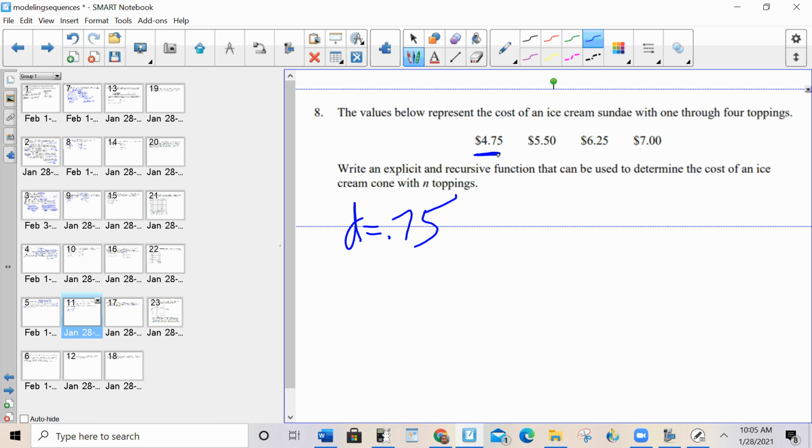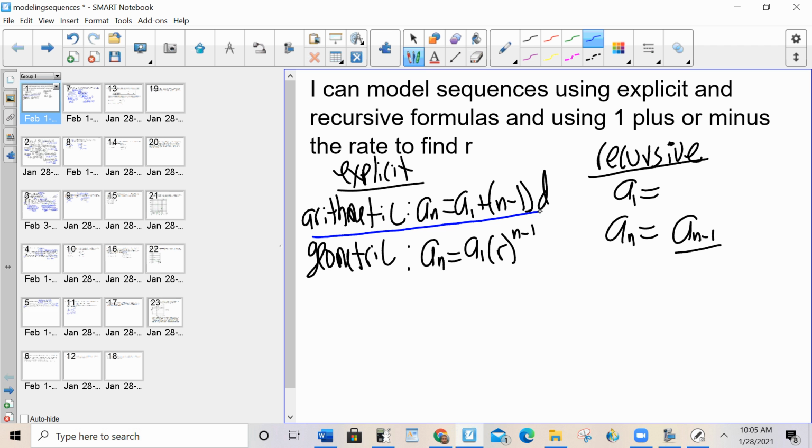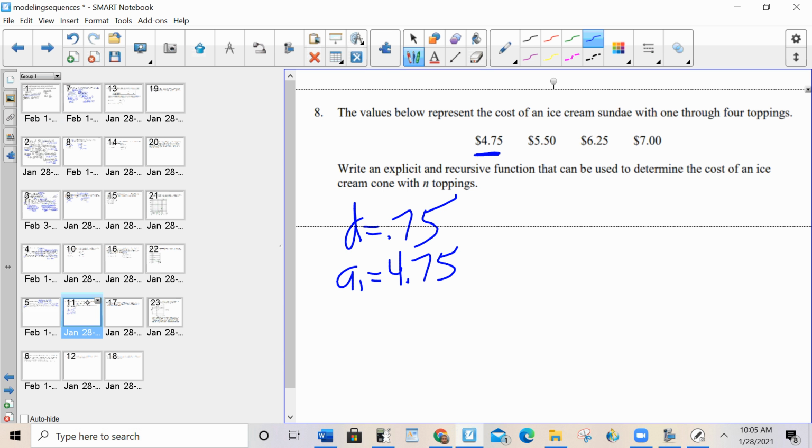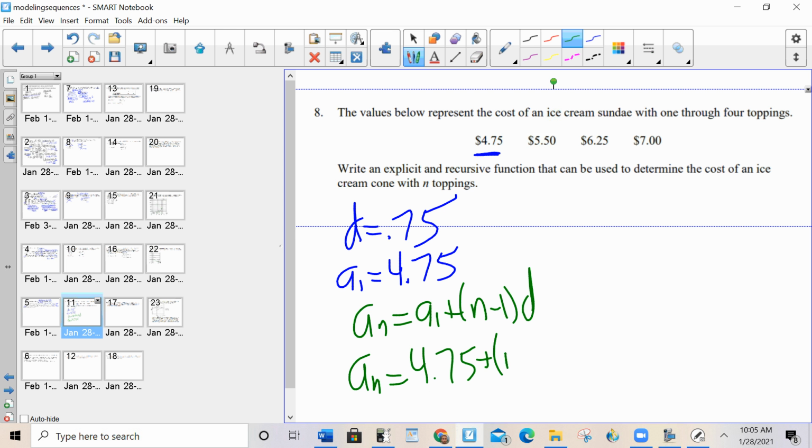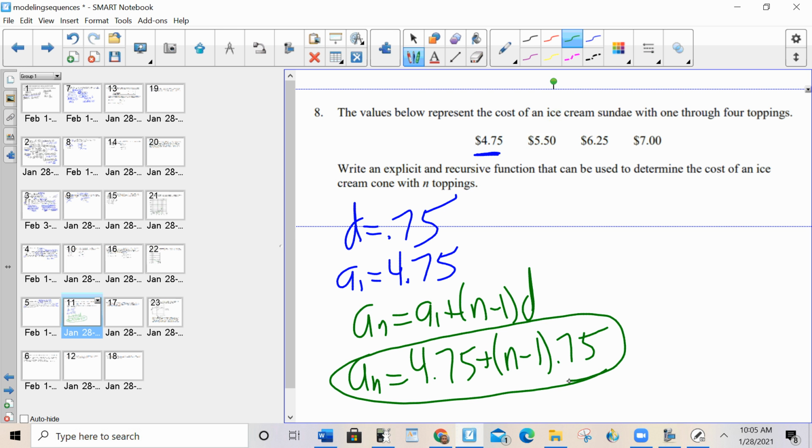d is 0.75. a1 is 4.75, and we remember from the last lesson that in order to write the equation of a sequence, I need a1 and either d or r. So it wants both explicit and recursive. So explicit arithmetic is a_n equals a1 plus n minus 1 times d. a_n equals 4.75 plus n minus 1 times 0.75. You don't need to put it in another form. You're good.